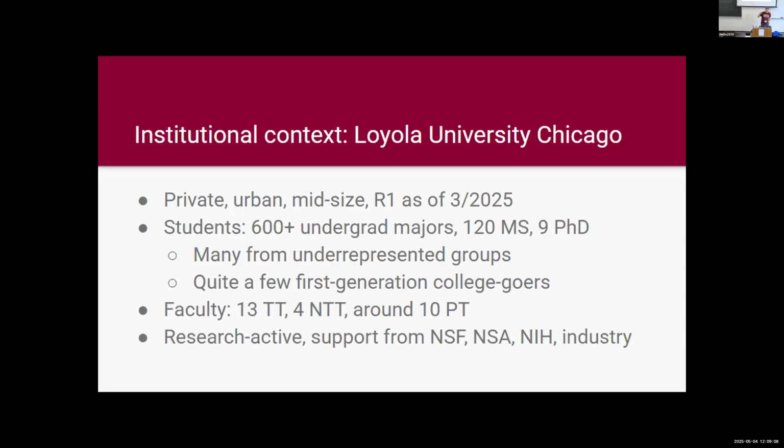So this is our institutional context. The point is, we recently became a Research 1 institution in the Carnegie classification, but it's mostly because the criteria got lowered a little bit. So all of a sudden, a bunch of universities got added to R1.